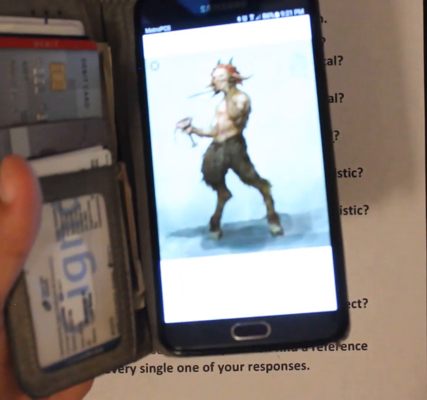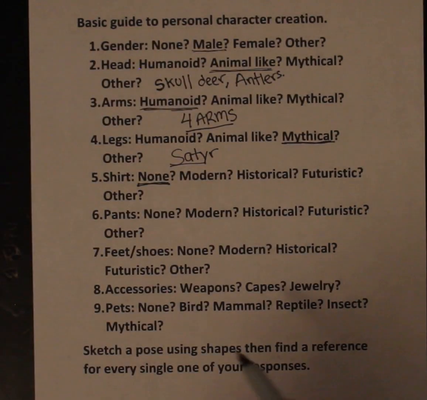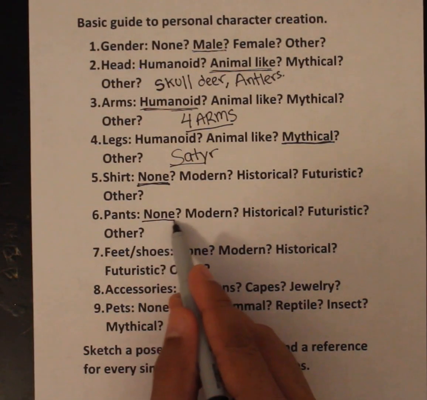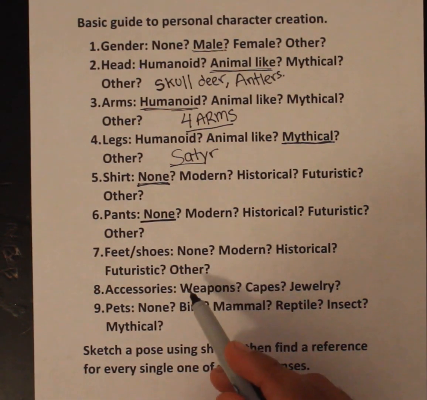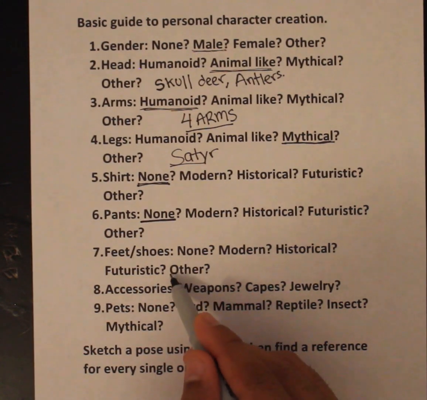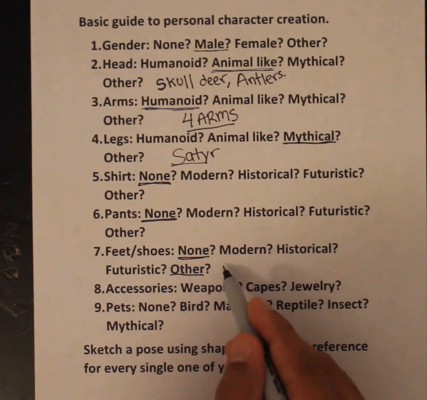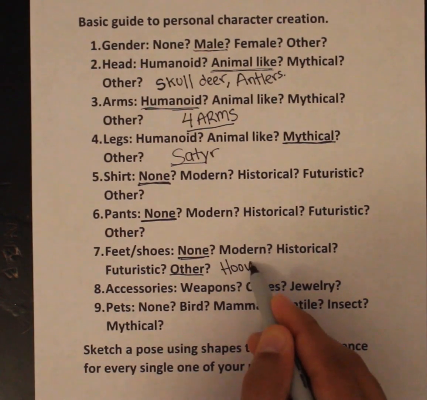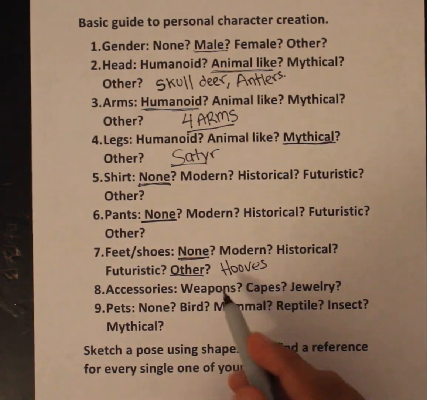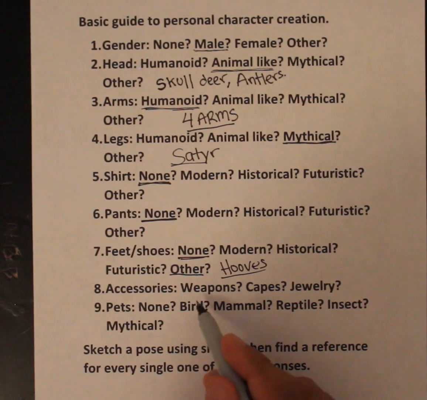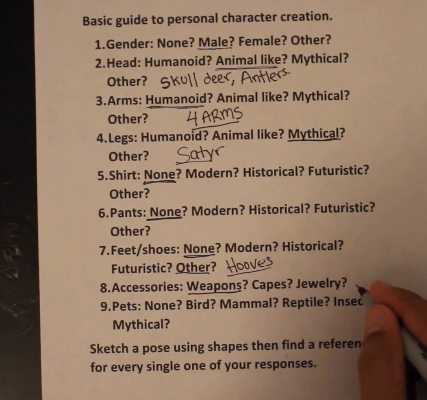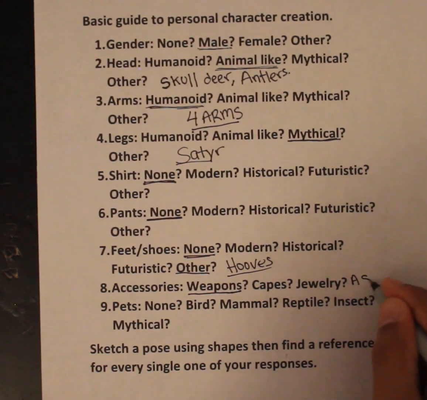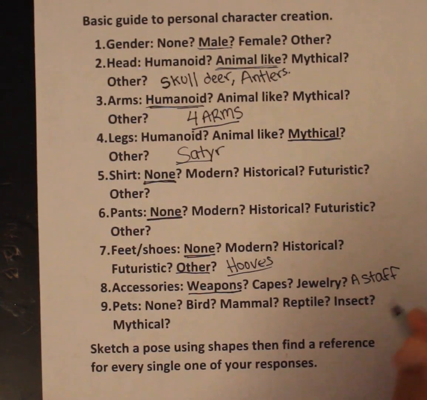Pants, satyrs are kind of just naked, so I think this would be none as well. Feet, shoes, none. Or other. Hooves, right? I don't know how to spell hooves, you guys. Let's just leave it like that. Accessories, yes. My character is going to have weapons. Which weapons? I already know that it's going to be a staff and a sword.